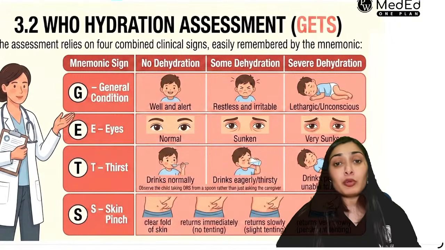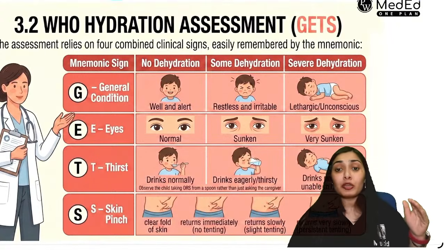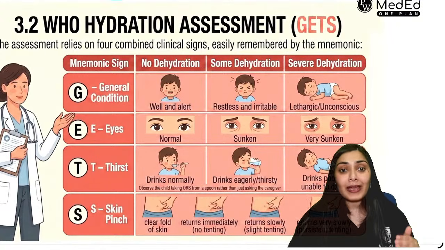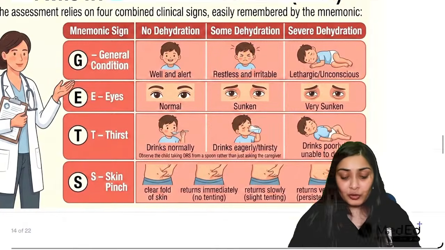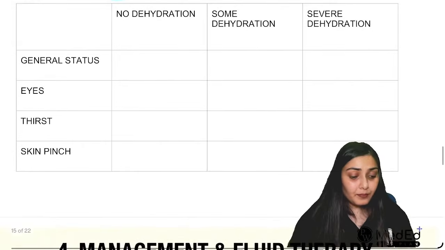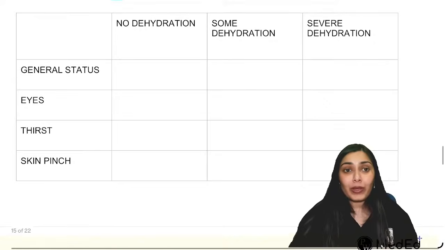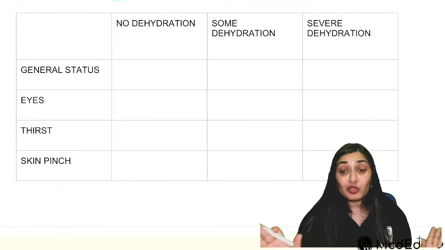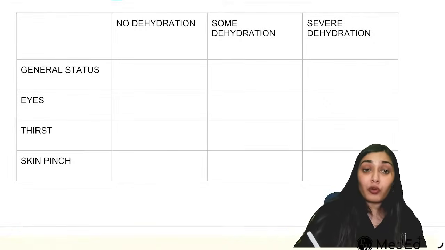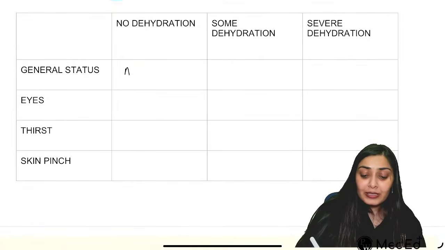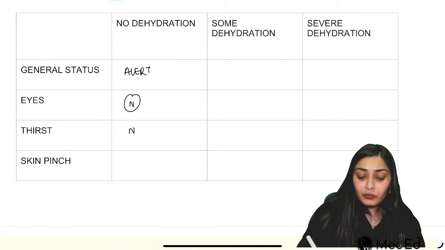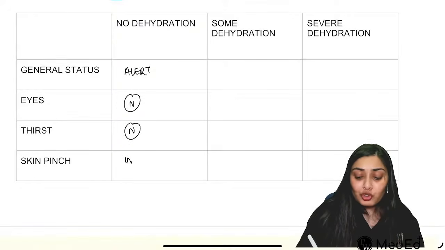So this is the WHO hydration assessment. Remember the mnemonic GETS: general condition, eyes, thirst, and skin pinch, right? So let's revise together. No dehydration, that means no dehydration is there. So how would the general status be? The child would be alert, eyes would look normal, thirst would be normal, and on skin pinch you will have an instant recoil.